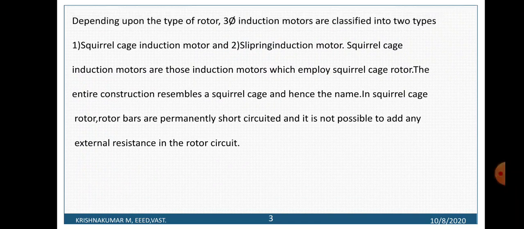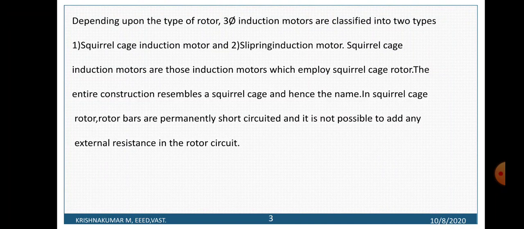Depending upon the type of rotor, three-phase induction motors are again classified into two: squirrel cage induction motors and slip ring induction motors. Squirrel cage induction motors are those induction motors which employ a squirrel cage rotor.